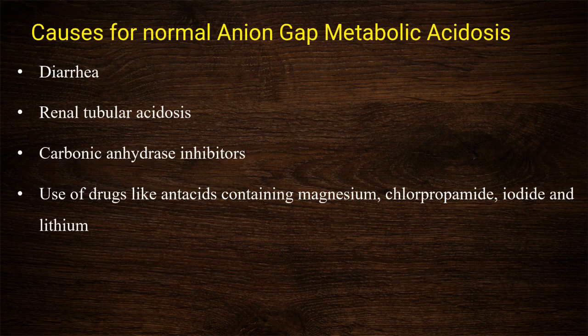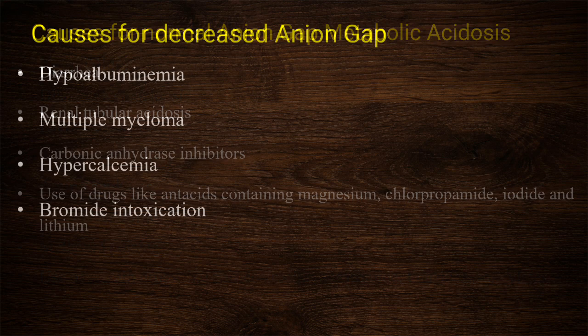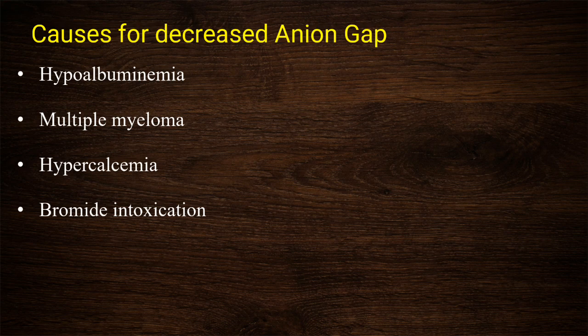Causes of normal anion gap metabolic acidosis are diarrhea, renal tubular acidosis, carbonic anhydrase inhibitors, and use of drugs like antacids containing magnesium, chlorpropamide, iodide and lithium. Causes of decreased anion gap are hypoalbuminemia, multiple myeloma, hypercalcemia and bromide intoxication.